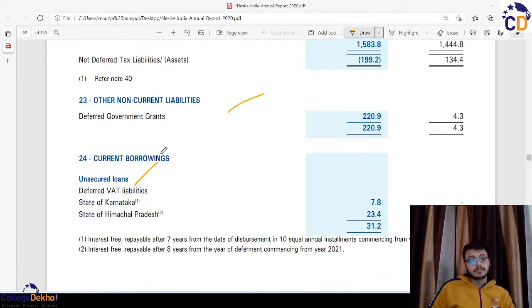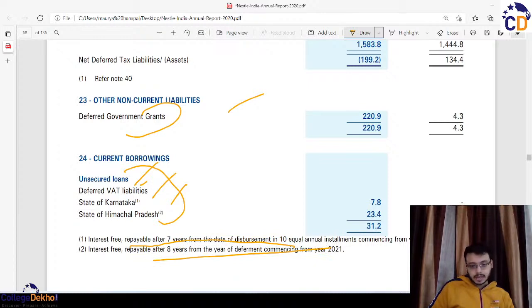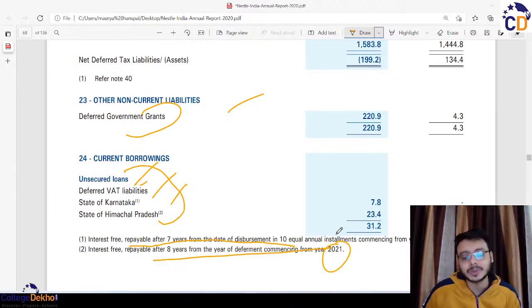Secured loans, अब गवर्नमेंट ग्रांट्स भी कुछ दे दिए जाते हैं. Now see, it has taken loans from Karnataka and Himachal Pradesh. And interest-free loans हैं which are repayable after 7 years and 8 years दूसरा वाला. And repayment like 21 से start होगी. Because वहाँ पे the company is basically trying to expand the manufacturing facilities. इसीलिए.